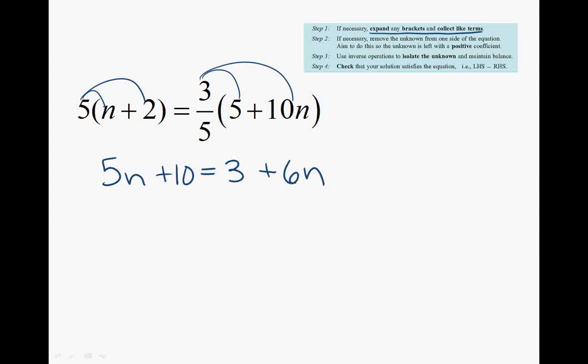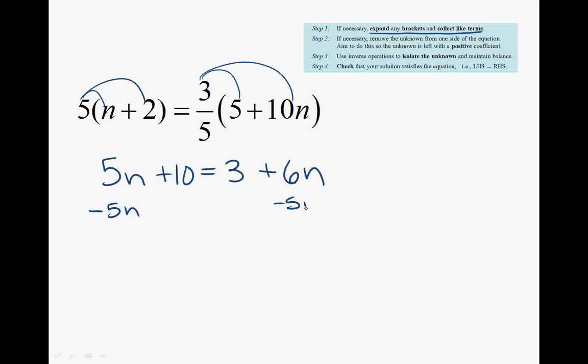Now that we've expanded the parentheses, we need to move on to step 2. If I move 6n over to the left side, that would give me a negative n. That's fine, I can do that. If I move 5n over to the right, I'll get a positive n. So I'm going to move it over to the right.